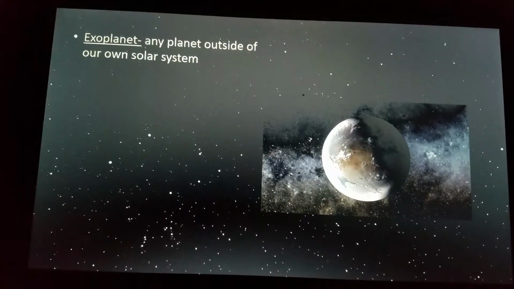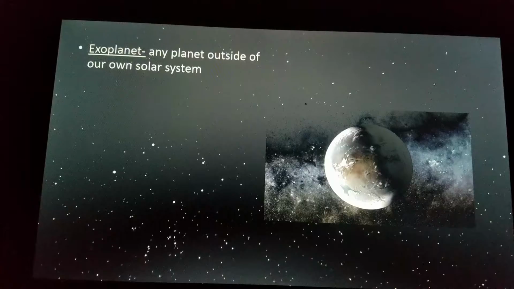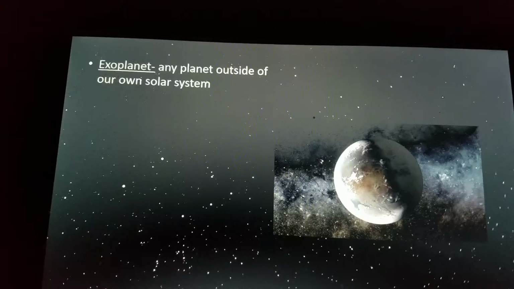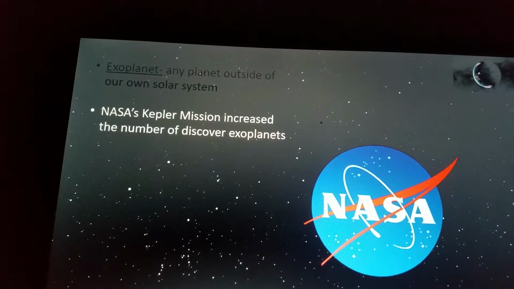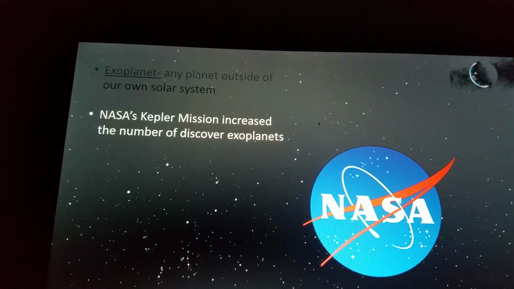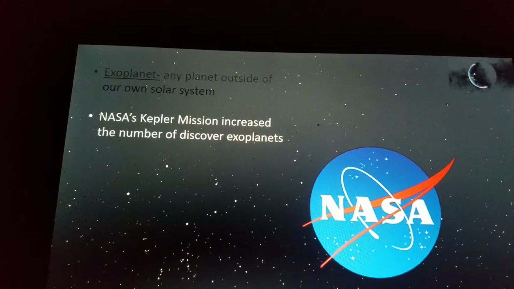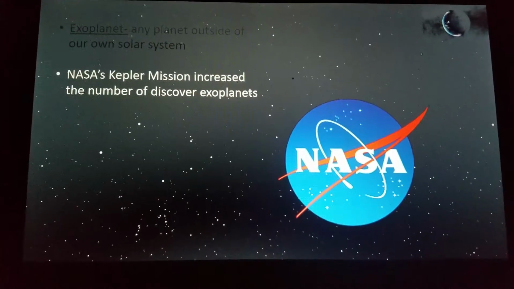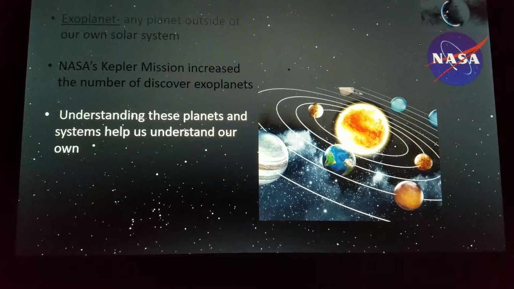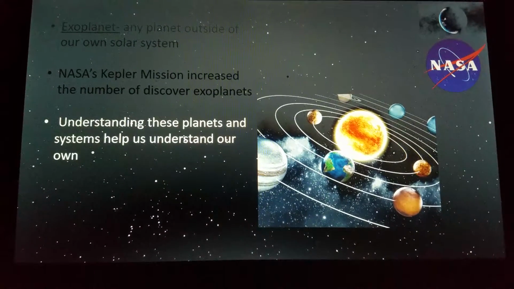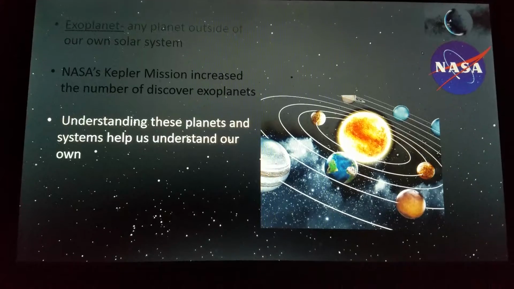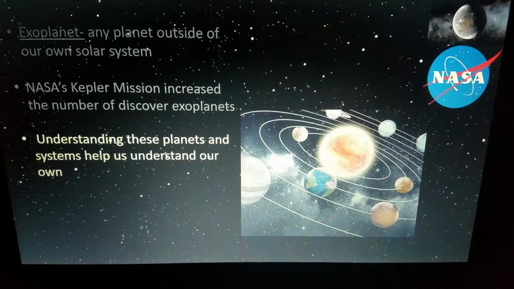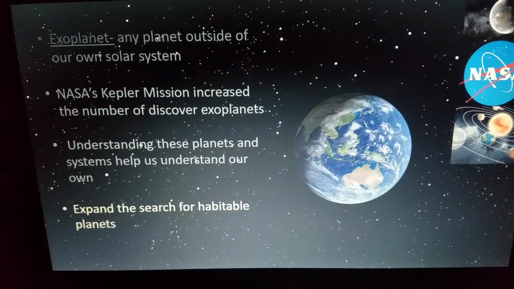So to begin with, an exoplanet is considered to be any planet outside of our own solar system, and is not one of the 8 or 9 planets that we all grew up to know. Most of this data came from NASA's Kepler mission, which was designed to detect exoplanets, and has exponentially increased the number of confirmed exoplanets over the years. And we do this in order to understand these planets, so we can then apply that data to our own planet, and thus the system, and so we know the properties governing our own system.